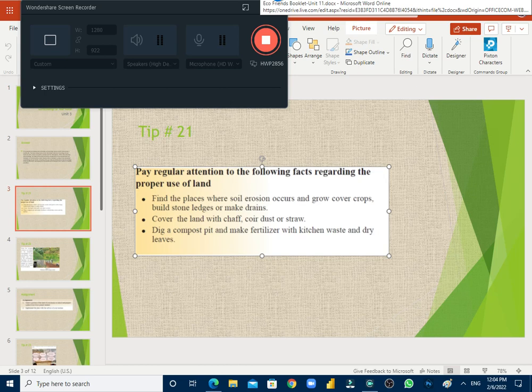Dig a compost pit and make fertilizer with kitchen waste and dry leaves. Now I knew it.